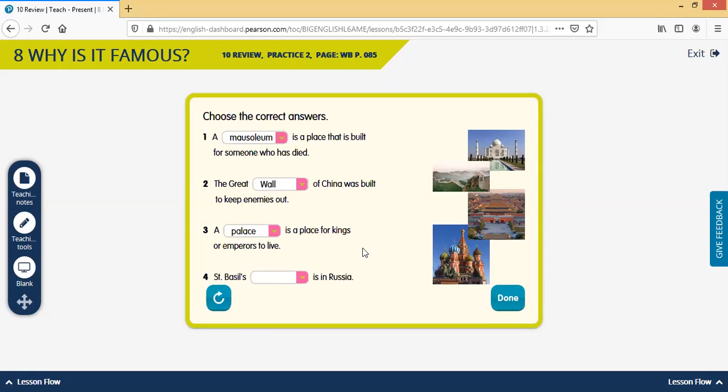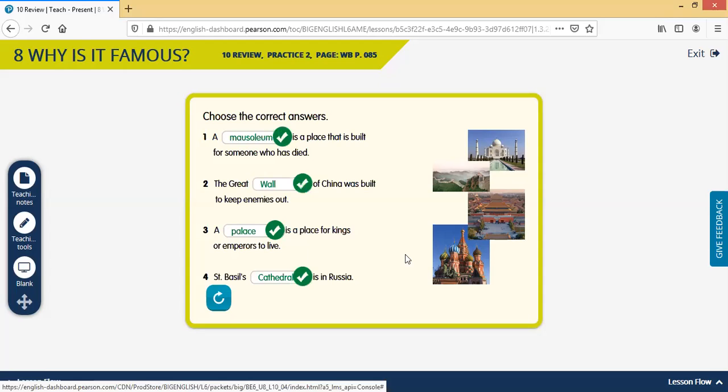Number 4, Saint Basil's is in Russia. Okay, it's this beautiful church that we have at the bottom of the images. Okay, so it's Saint Basil's Cathedral. That's what we have for the vocabulary.